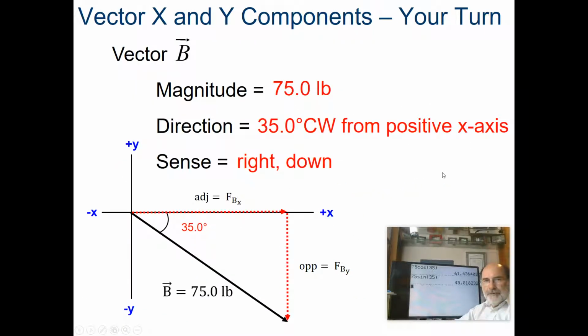All right, so your turn. What if it's going at 35 degrees clockwise from the positive x-axis and still it has the same magnitude? So when it says your turn, go ahead and pause this tape and calculate what your answers should be.